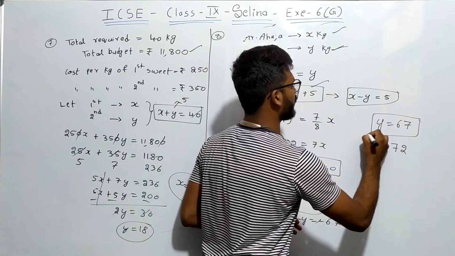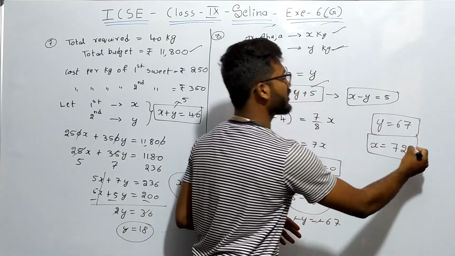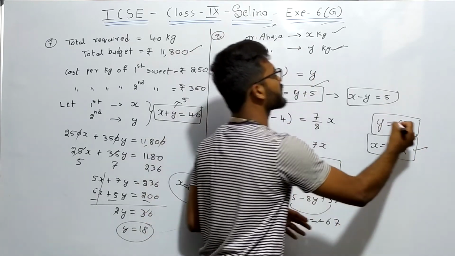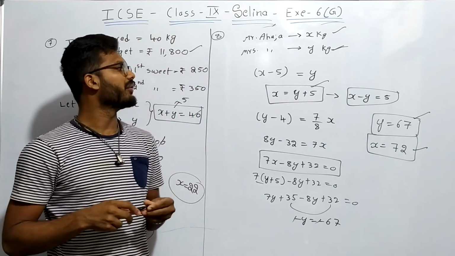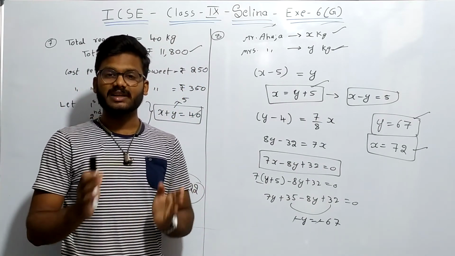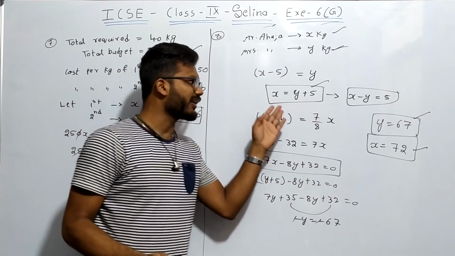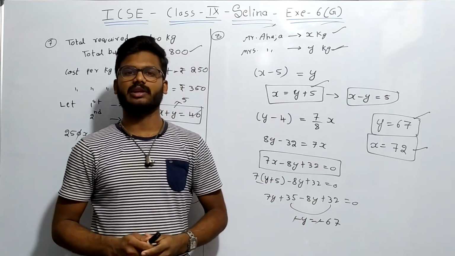It is 72. Therefore, the weight of Mr. Ahuja is 72 kgs and Mrs. Ahuja is 67 kgs. Okay, this is how we have to change the given sentences into equations first, and then we have to solve those equations.